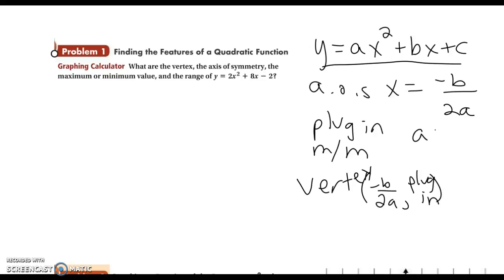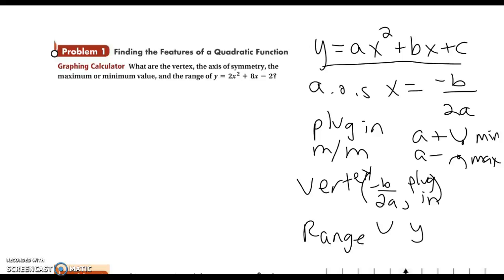Now how can you tell if something is a max or a min? If a is positive, it'll be a happy face, so we'll have a min. If a is negative, it'll be a sad face, and we'll have a max. The last thing there is the range. Remember, if you're a happy face, then all the numbers will be greater than or equal to your min value. If you're a sad face, then all the numbers will be less than or equal to your max value.